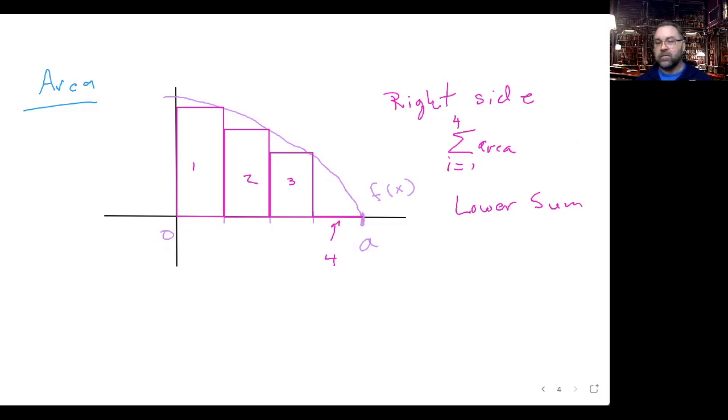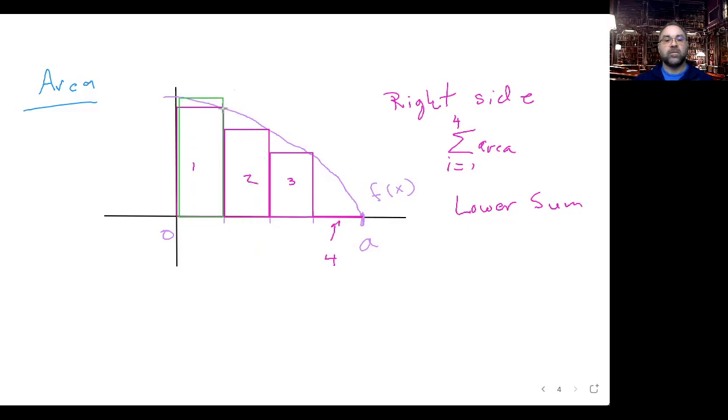What about the left side? What if I had used the left side of my regions to determine how tall my rectangles are? We need a different color. How about green? If I use the left side, well, look what happens to my bars if I use the left hand.